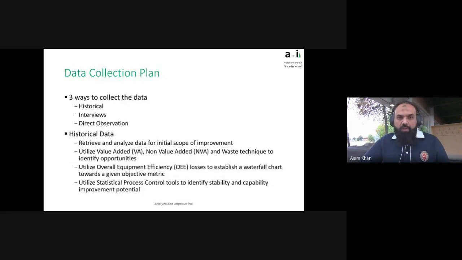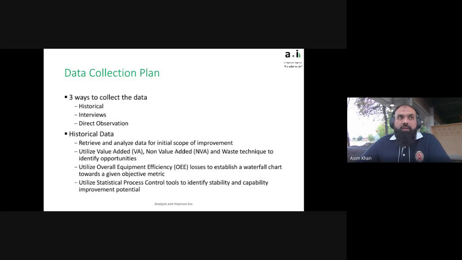Okay, let's get to the data collection plan. This is one of the most important parts in the prepare stage. And I believe every time I've been part of a Kaizen event execution without being part of the prep, and it does fail, it fails because we didn't do this part properly. So there are three different ways you can collect the data: historical, interviews, and direct observations. Historical data, I think everybody understands. It's really looking at the data you already collect.